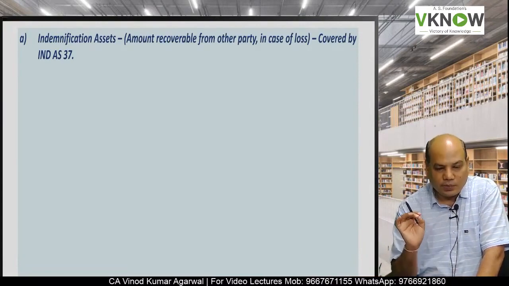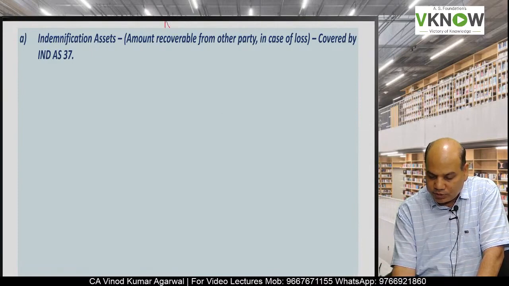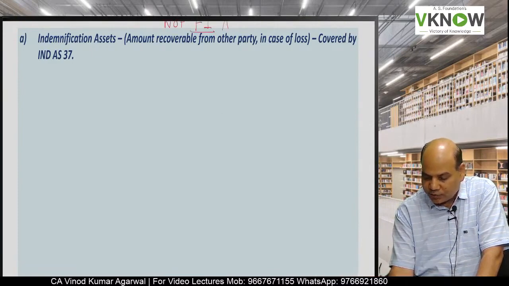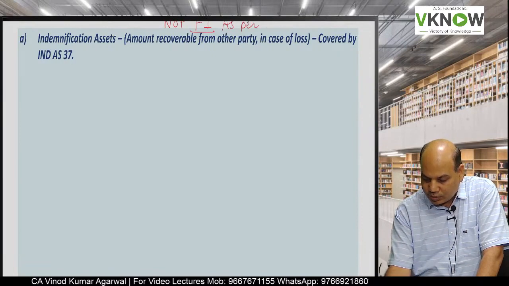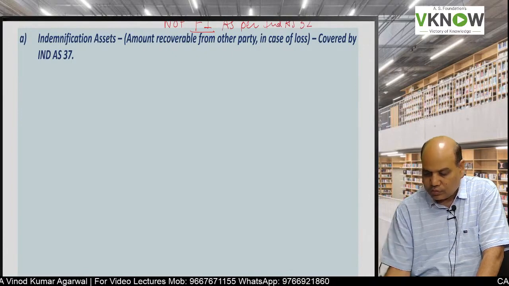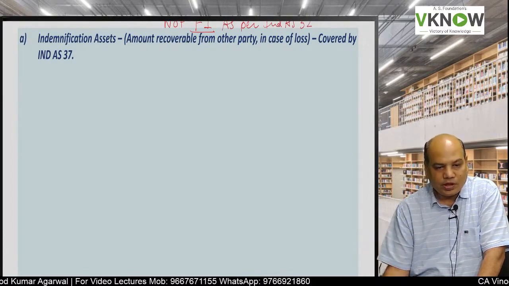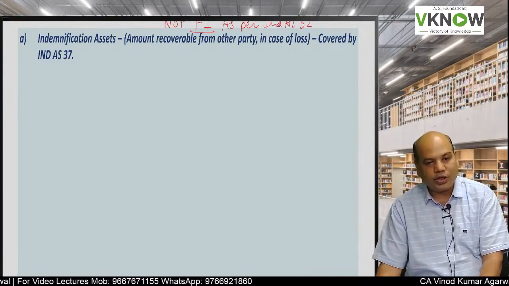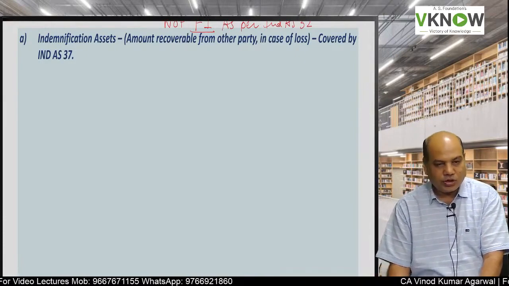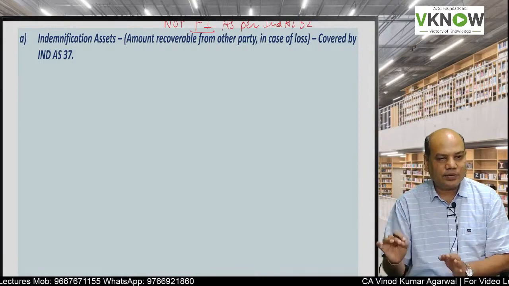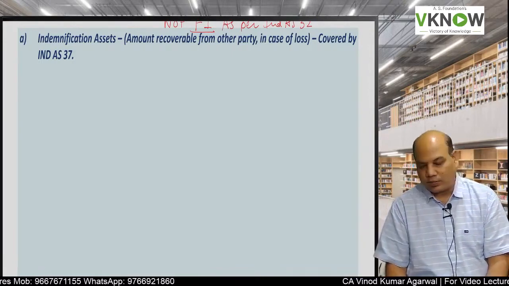Now, there are some contracts which are receivable or payable, but these are not financial instruments as per Ind AS 32. So they may be receivable or payable, but these are not financial asset or financial liability as per Ind AS 32 or Ind AS 109. So this is a list of exceptions, that is, on these items Ind AS 32 will not apply.